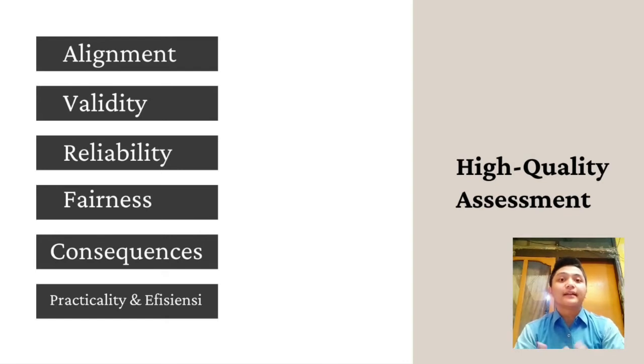The first one is alignment. The degree of agreement among curriculum, instruction, standards, and assessment. In order to achieve alignment, we need to select appropriate assessment methods which reflect or represent clear and appropriate learning outcomes or goals. The second one is validity.